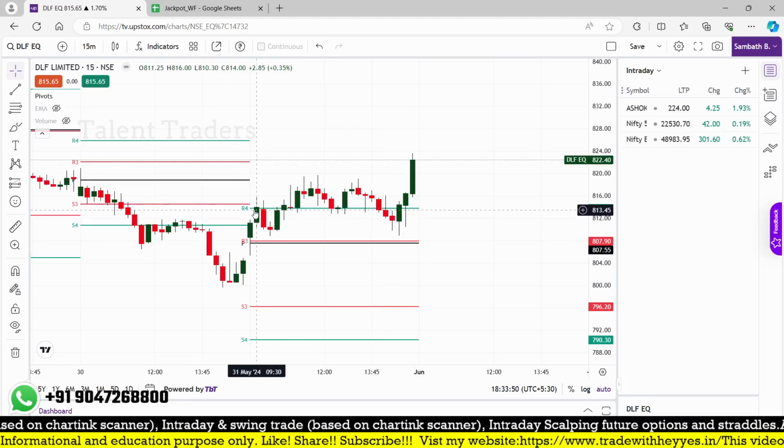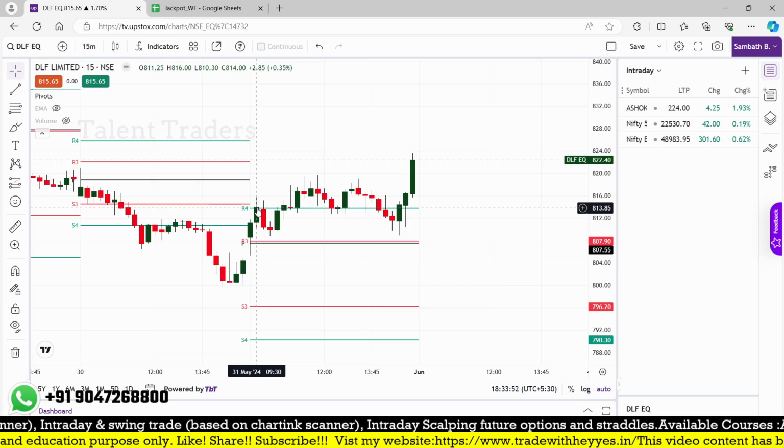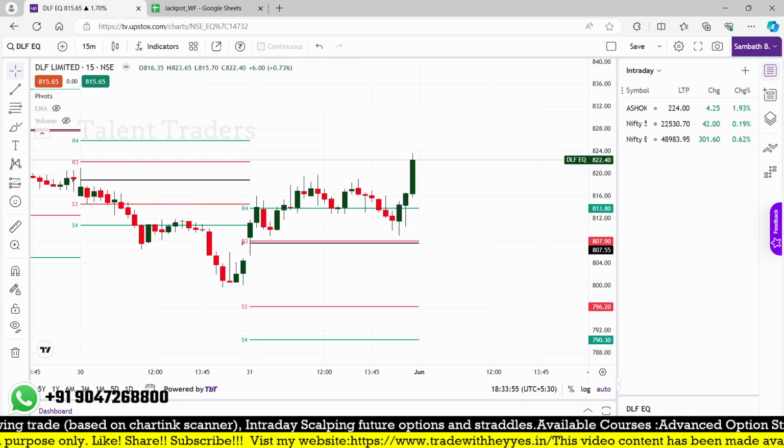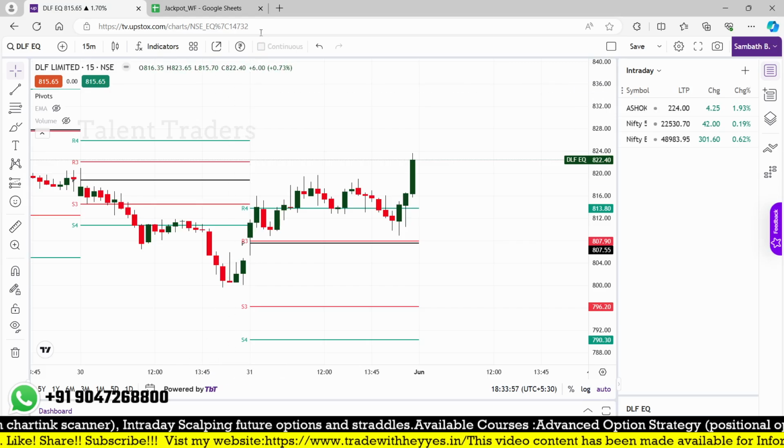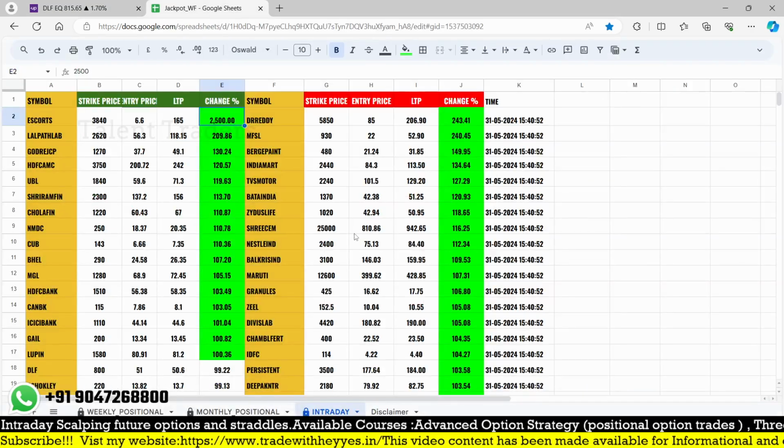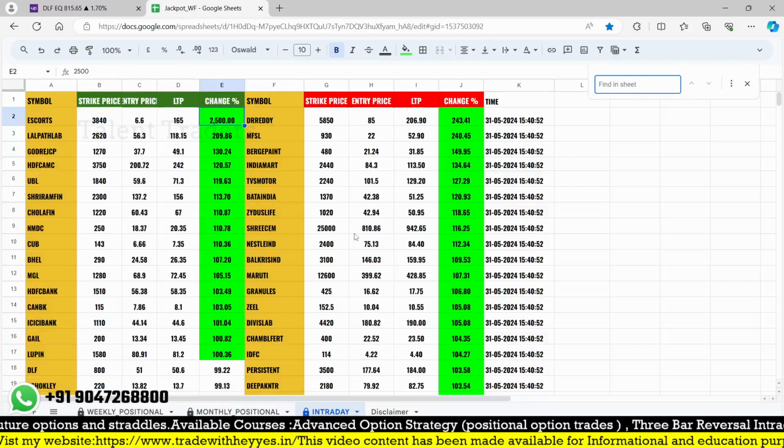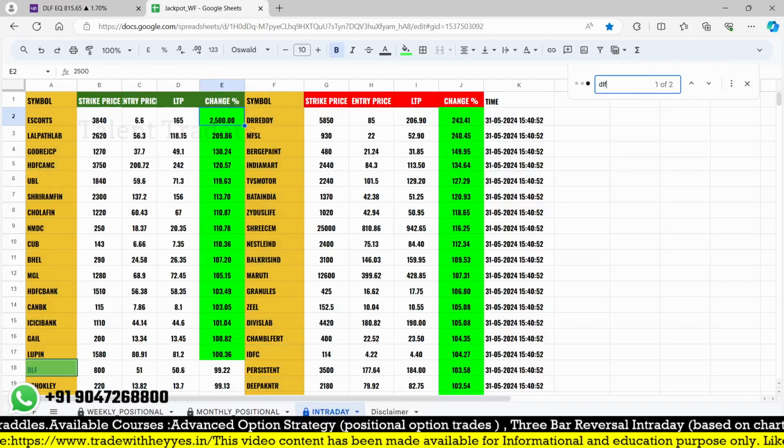First candle it is not broken, only the second candle broke that R4 level, and maybe pivot as a stop loss near about 813 to 807. At the same time, if you are looking at our Google Sheet, what should be the strike price? Let me check whether DLF is giving you 800.